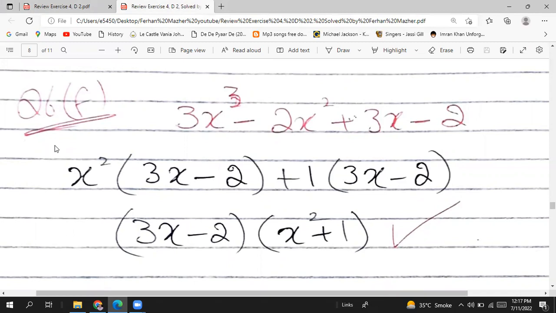And from the last two terms, plus 1 is common. So you will have 3x minus 2. Now you can see that 3x minus 2 is common in both the terms. Take that common. Inside you are left with x squared plus 1.